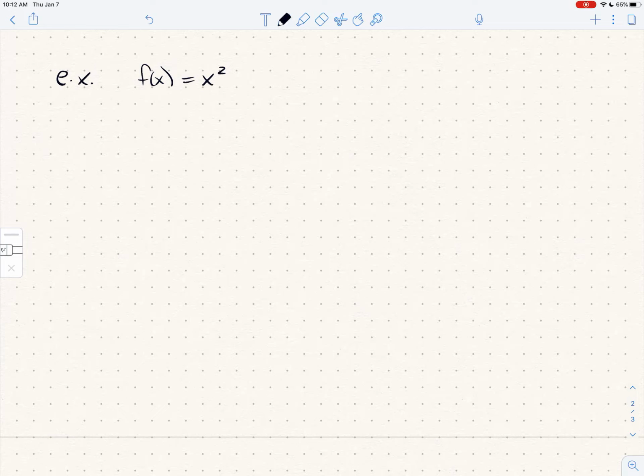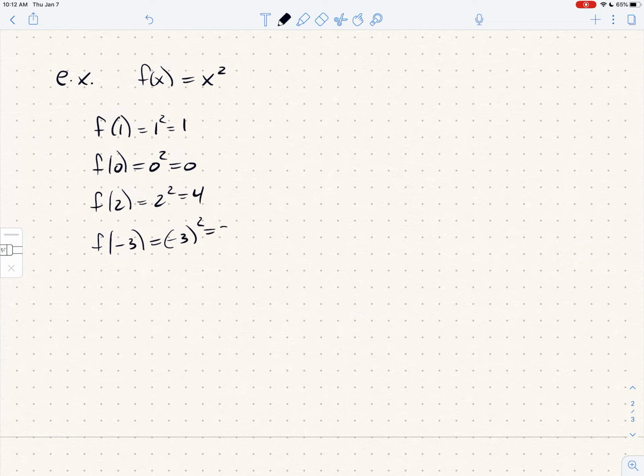And you can actually run some numbers. You can say, okay, so f of 1 is 1 squared, which is 1. f of 0 is 0 squared, which is 0. f of 2 is 2 squared, which is 4. f of negative 3 is negative 3 all squared, which is 9, and so on and so forth. And at this point, you can graph this thing.